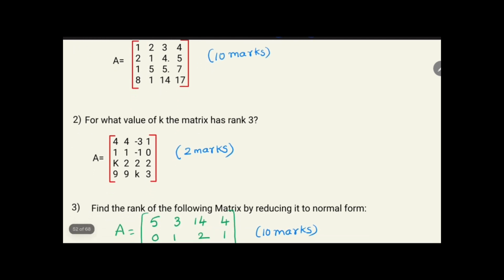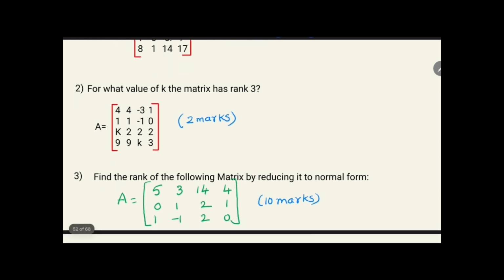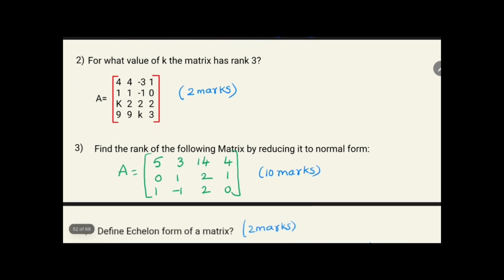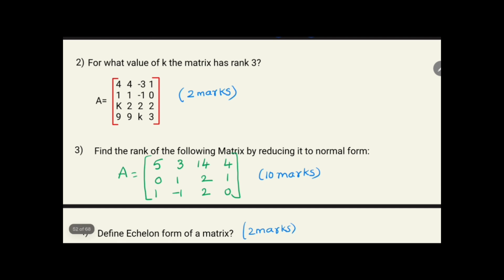Next, for what value of k the matrix has rank 3? Here the rank is given as 3. We have to find the value of k. That means determinant A is equal to 0. Then you'll get the value of k. Find out the determinant and equate it to 0. Then you'll find the value of k.